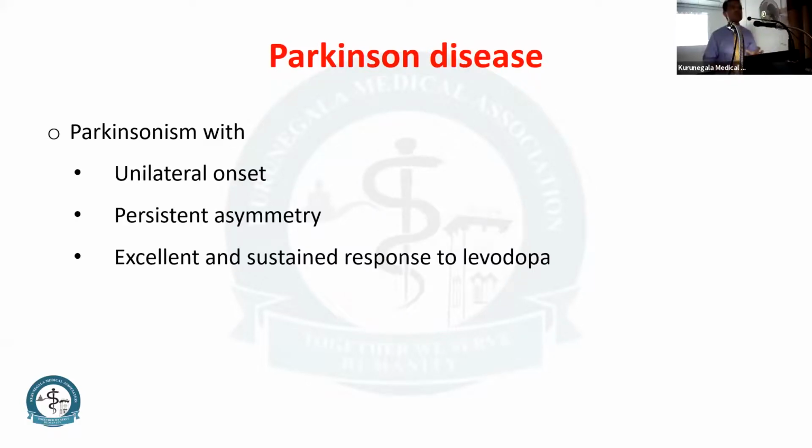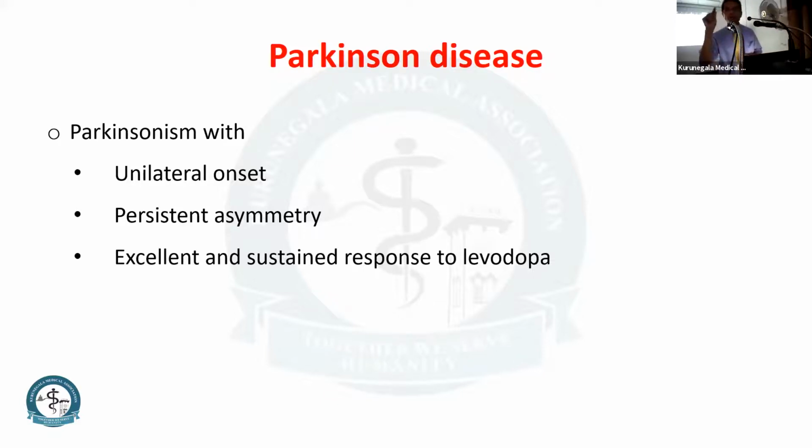Now, what are the typical features of idiopathic Parkinson disease? You have Parkinsonism, and remember these 3. Like a mantra, then you will diagnose Parkinson disease very easily. There's a unilateral onset. It always starts on one side. Then it spreads to the other side and it becomes bilateral. But even though it spreads to the other side, it will always remain asymmetrical, more on the side it starts.